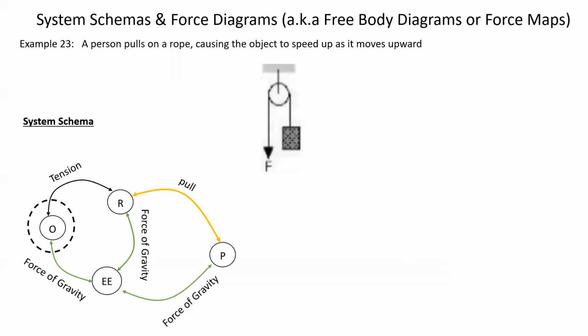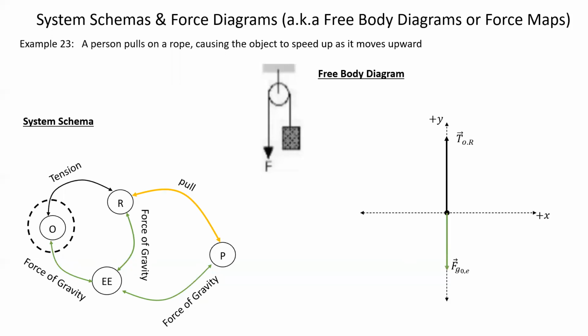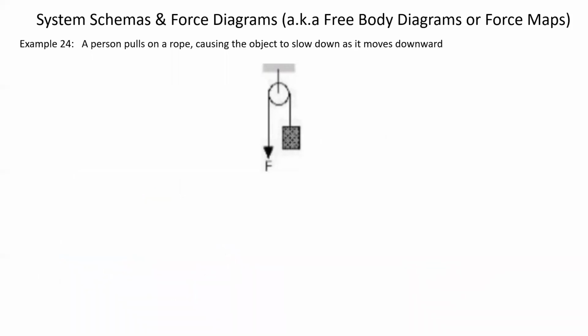A person pulls on a rope, causing the object to speed up as it moves upward. Again, the system schema looks the same, but this time for the force diagram, since it's accelerating upward, the tension force upward is greater than the gravitational force downward. Therefore, the net force will be the difference between these two, tension minus the gravity force. It is not balanced. It is not in equilibrium. It will accelerate upward.